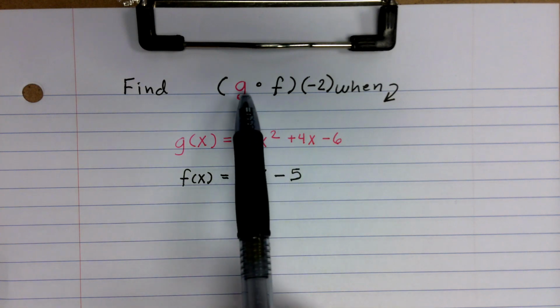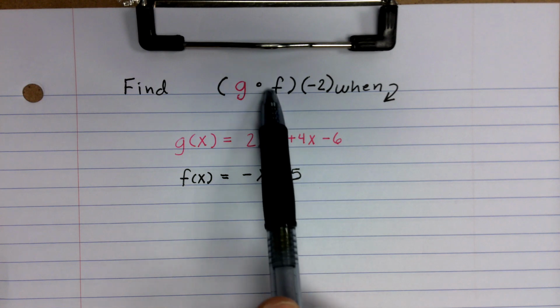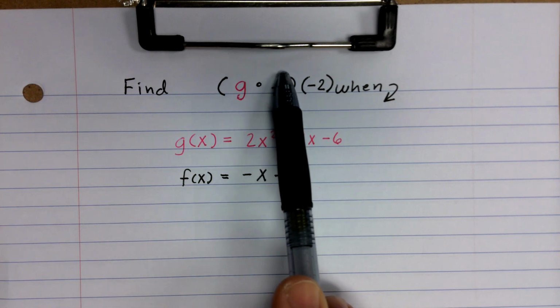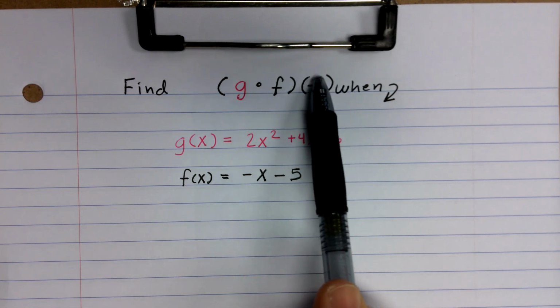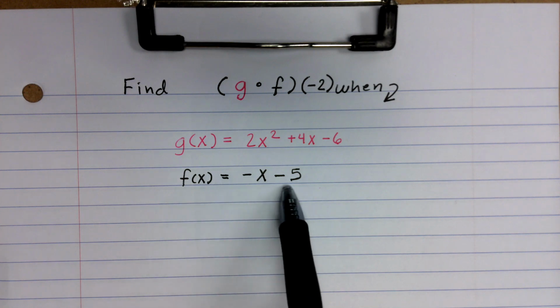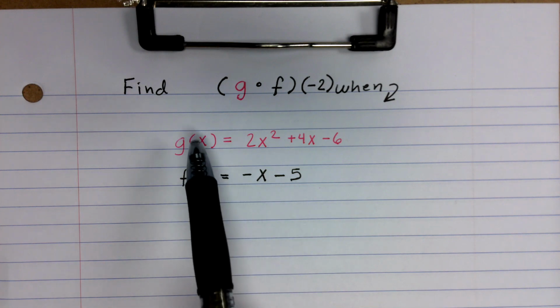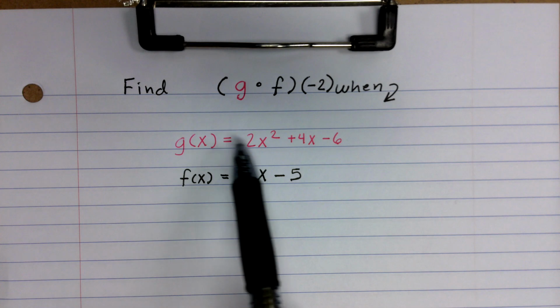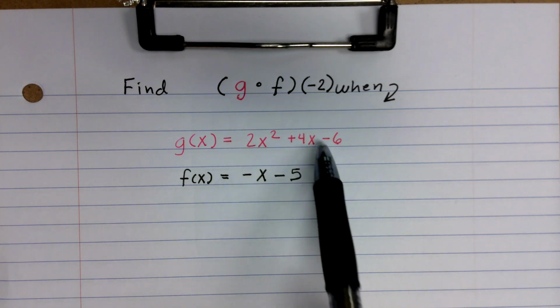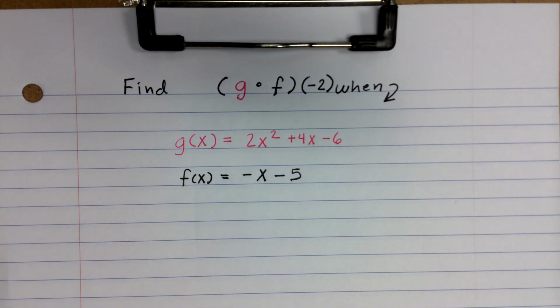And the idea is that when we say g of f, what we want to do is take the answer to f when we evaluate it for -2, which is this second equation, and then take that answer and put it in place of x and then evaluate it. So if that sounds confusing, let me show you what I mean by that.